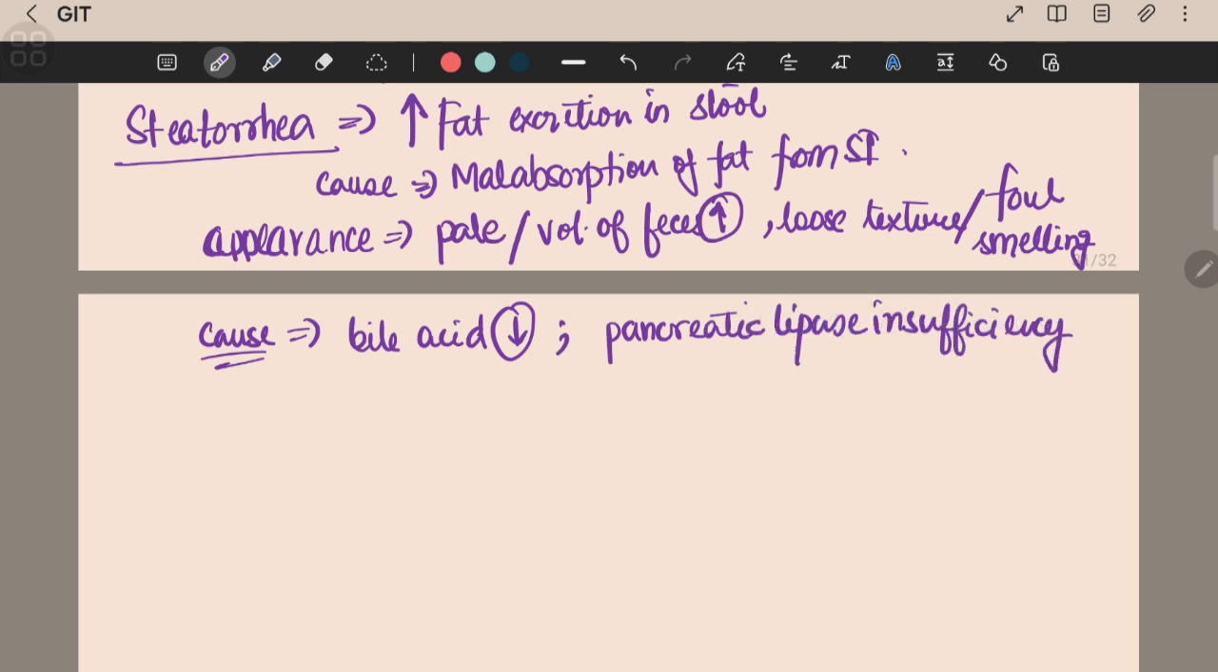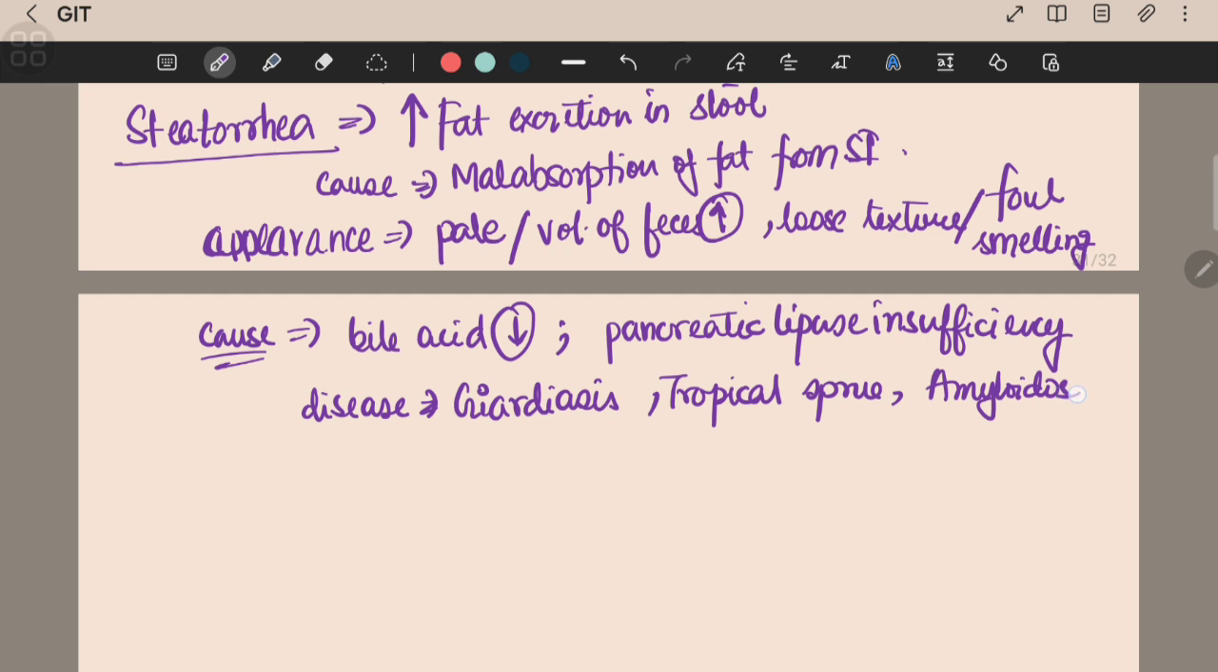Okay, then there can also be certain diseases. Under diseases there can be certain conditions, that means they can be caused by certain pathogens, or there can be other things also, like giardiasis, tropical sprue, amyloidosis, and celiac disease.